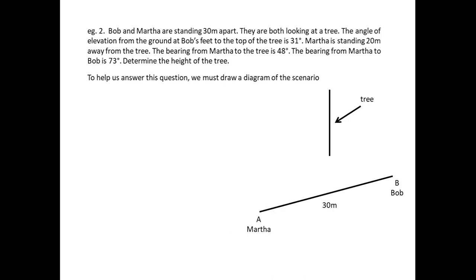Now, the distance between Martha and Bob is 30 meters. And then from Martha to the tree is 20 meters. Then I'm going to draw a little line between Bob and the tree. And then we know the angle of elevation from the ground at Bob's feet up to the top of the tree is 31 degrees. And then for good measure, I'm also going to draw that line in there.